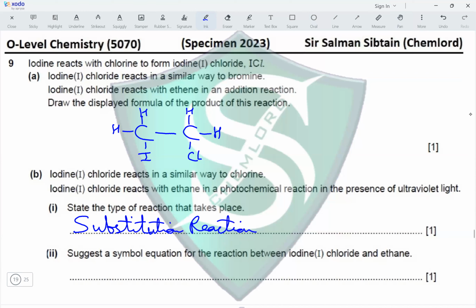Okay, next part. Suggest a symbol equation for the reaction between iodine monochloride and ethane. So now we need to substitute a hydrogen atom with a halogen atom. So let's just substitute one of the atoms. So we have ethane, which is C2H6, reacting with iodine monochloride, which is ICl. So we replace one hydrogen. So C2H5I, and we replace it with iodine. And the hydrogen that has been replaced joins the chlorine atom in forming HCl. So this is the symbol equation for the reaction between iodine monochloride and ethane.